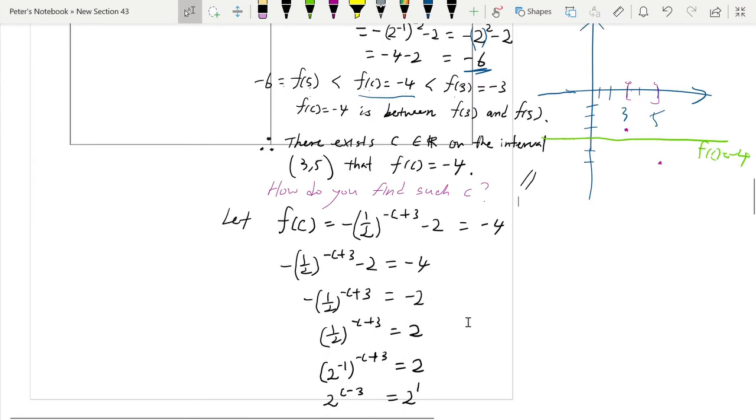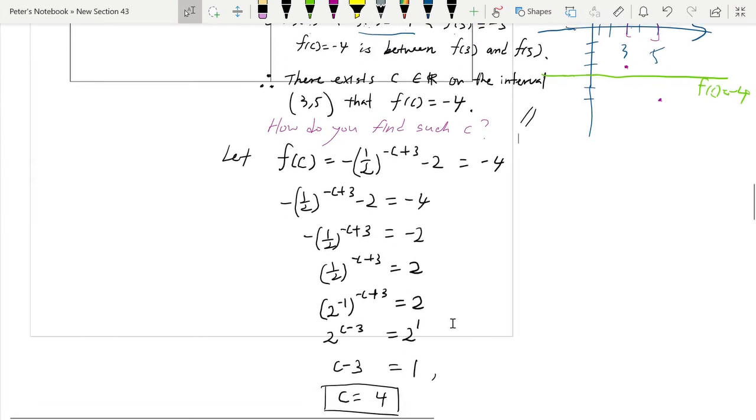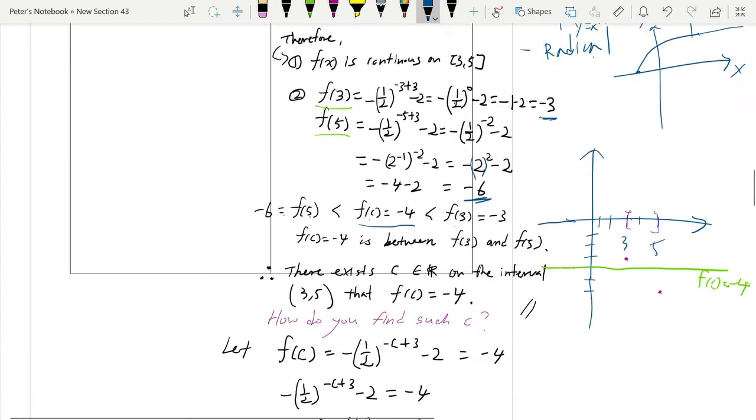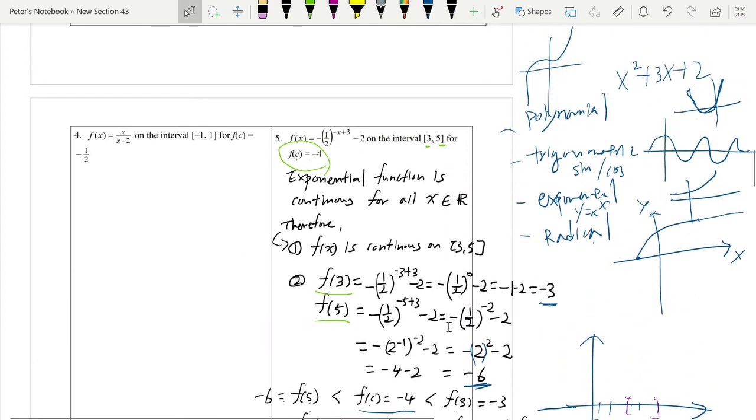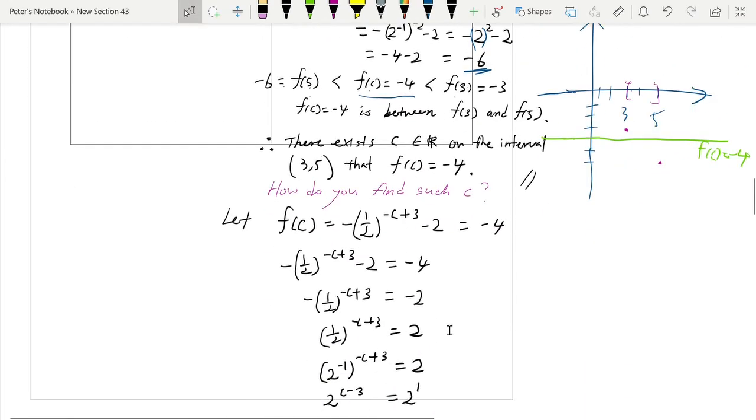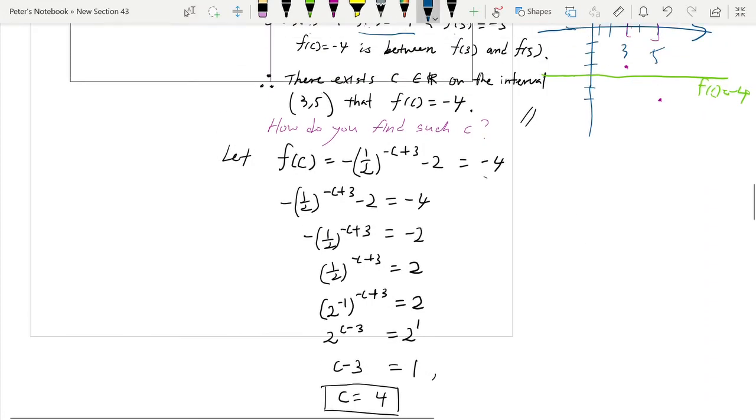So this is what happens. First of all, you say f of c is equal to negative times half to the negative c plus 3, minus 2. So I substitute c into f of x, the function, and that should equal negative 4. So now it's an equation that we need to solve. What c value will satisfy that, right? I want you to look at the steps that I follow there.